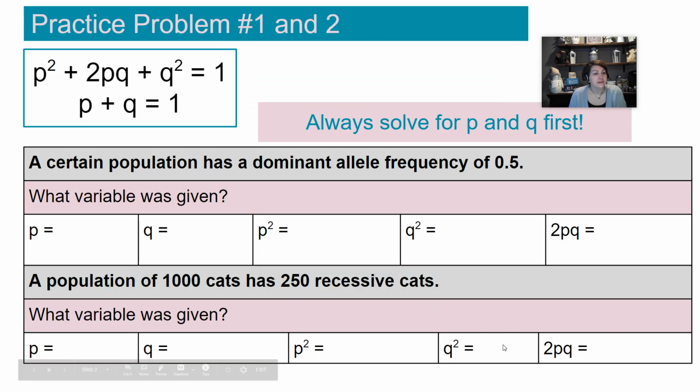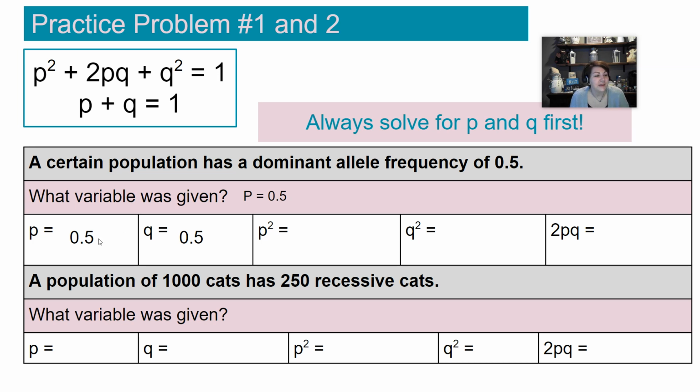All right, so in this problem, it says a certain population has a dominant allele frequency of 0.5. So that tells me my P value is 0.5. So right away, I can fill that in to my chart here. So P equals 0.5, my dominant allele frequency. So with my dominant allele frequency being 0.5, I know my recessive allele frequency, which is Q, also has to be 0.5 because these two have to add up to, sorry, not to 0, to 1.